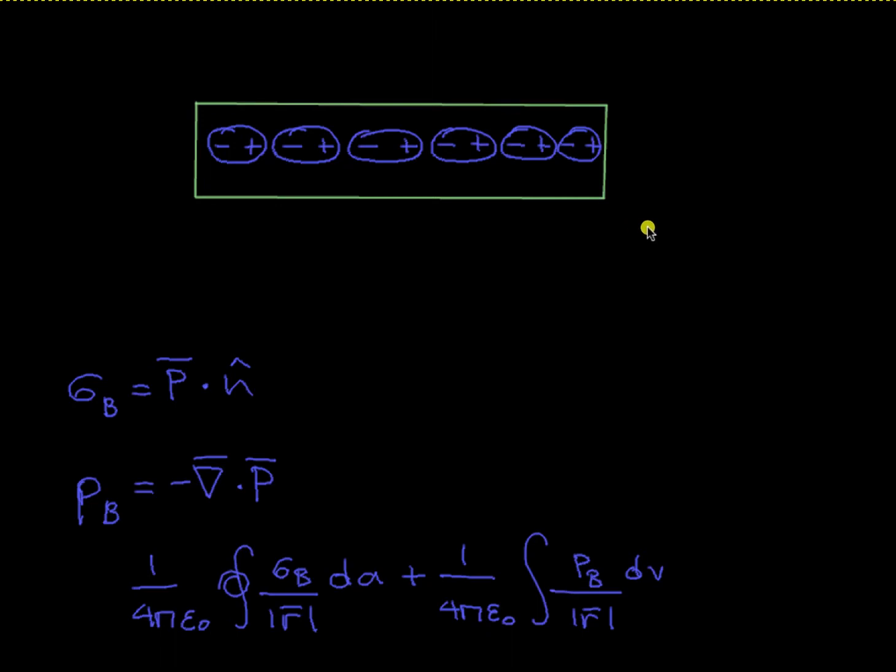In this video, I will spend a few minutes going over the conceptual picture of what these two charge densities represent when we calculate the potential and the electric field from a polarized object. So what I have here is a macroscopic object that is polarized.